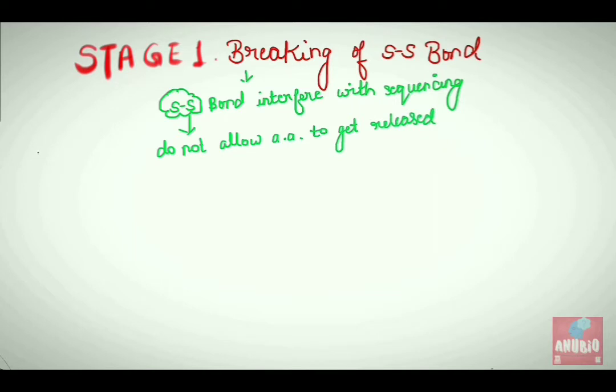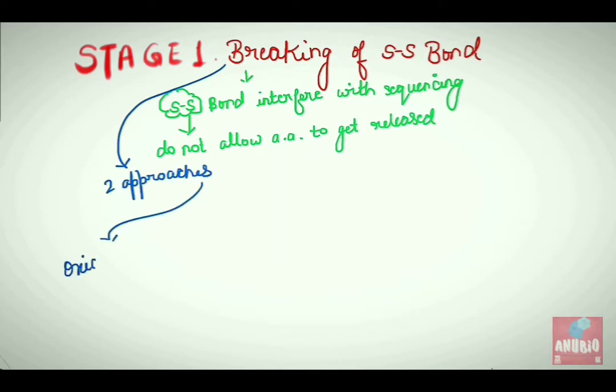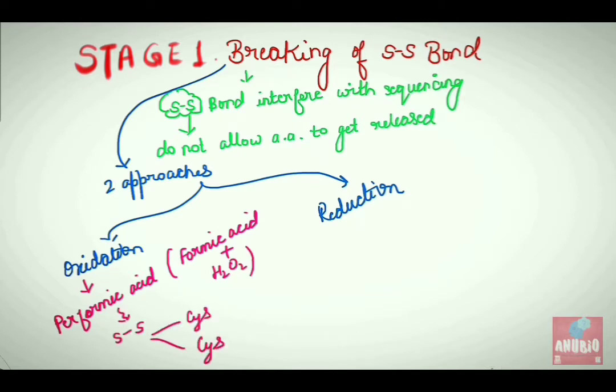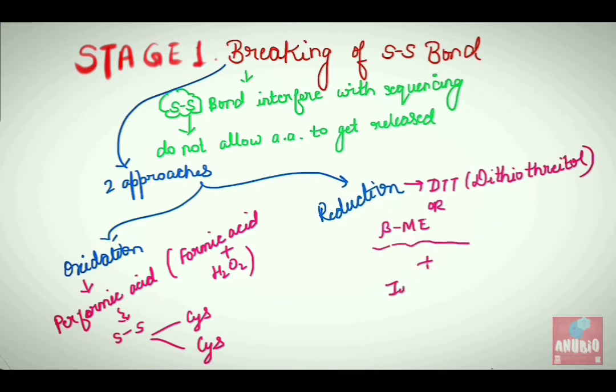For this we have already discussed the two approaches to cleave the disulfide bond: first is the oxidation step and the second is the reduction step. Oxidation is done by performic acid, which is the product of formic acid and H2O2. It will cleave the disulfide bond of the polypeptide and give 2 cysteine residues. In the same way, reduction is done by reducing agents like DTT, dithiothreitol, or beta mercaptoethanol, which also gives 2 cysteine residues.